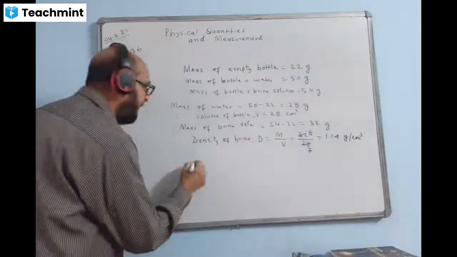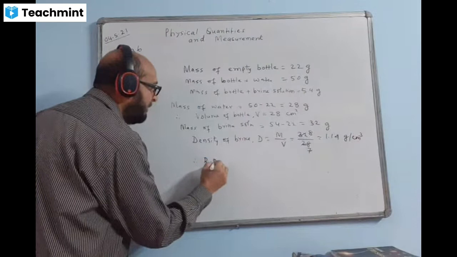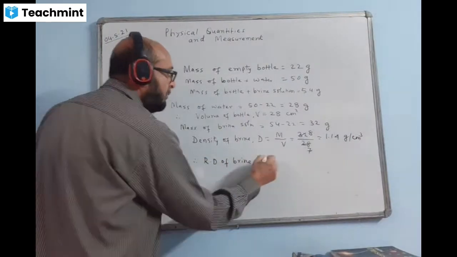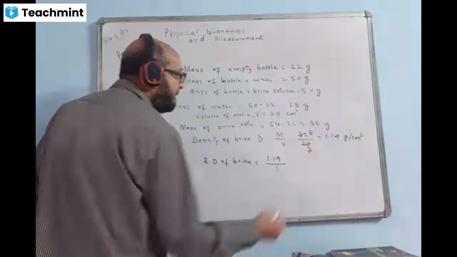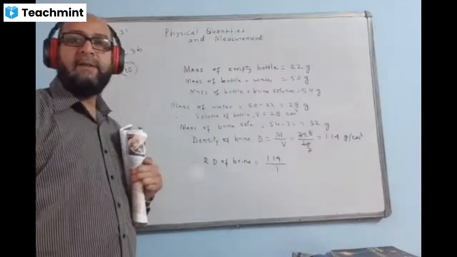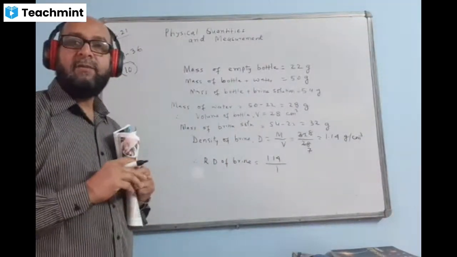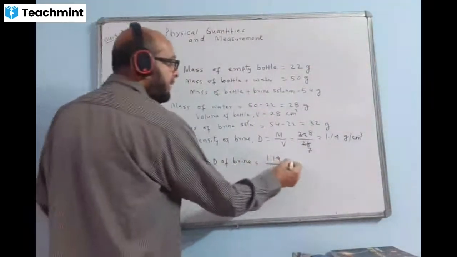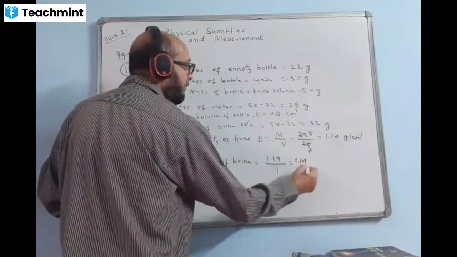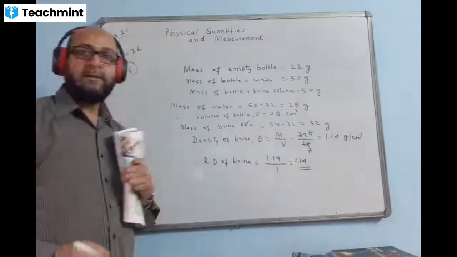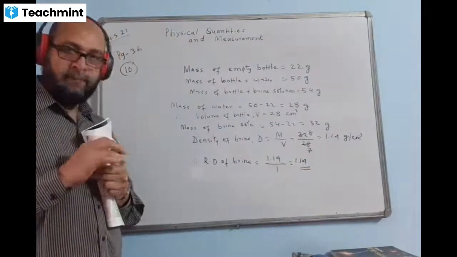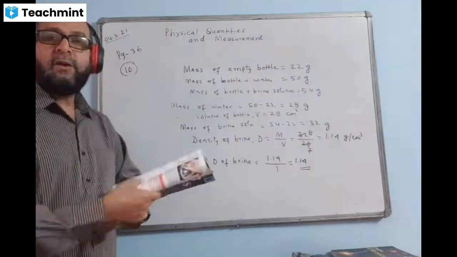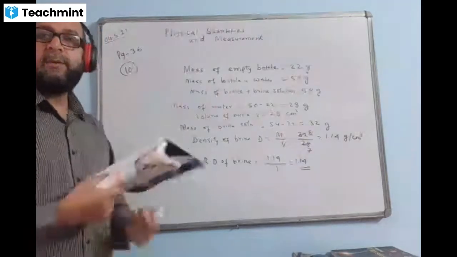Now we'll find RD, relative density. Therefore, RD of brine is equal to 1.14 divided by density of water. To find relative density, you have to divide by the density of water. So 1.14 divided by 1, answer will be coming 1.14 without unit. That's the answer. This is the solution for question number 10. Please copy.